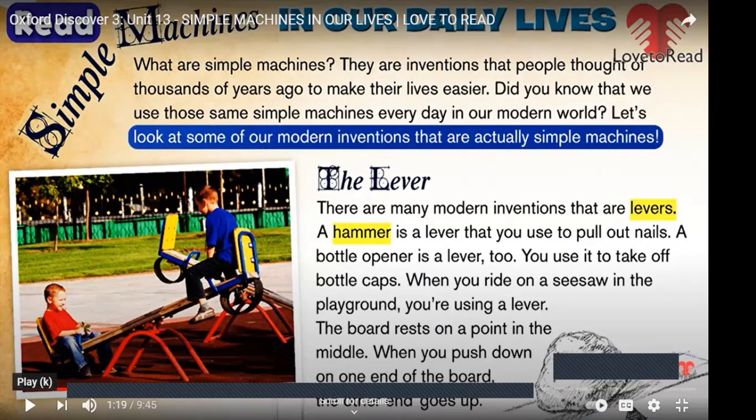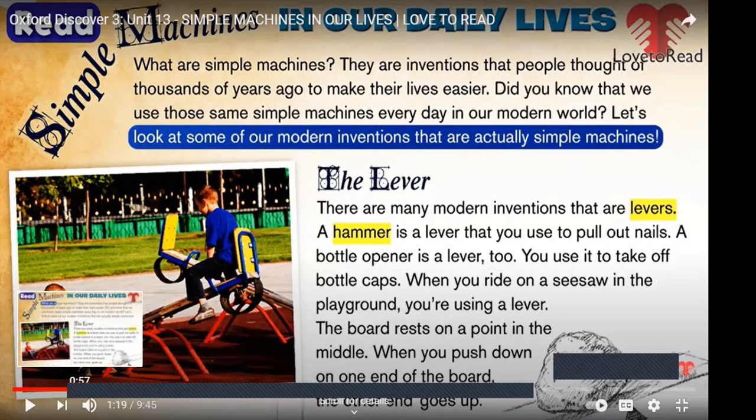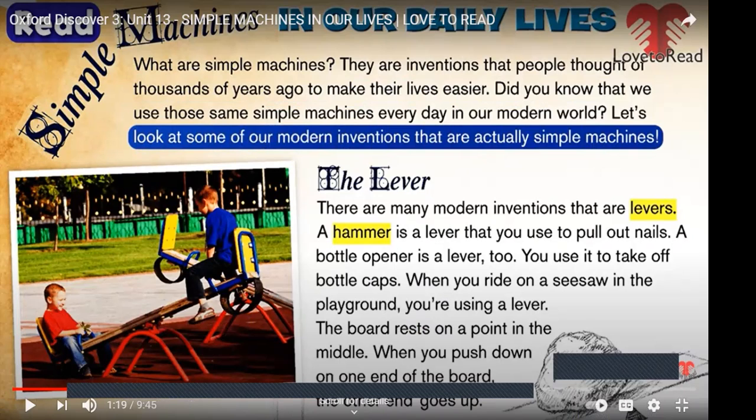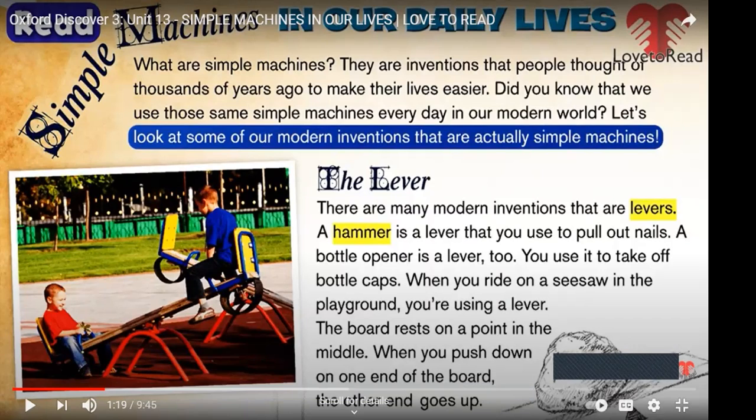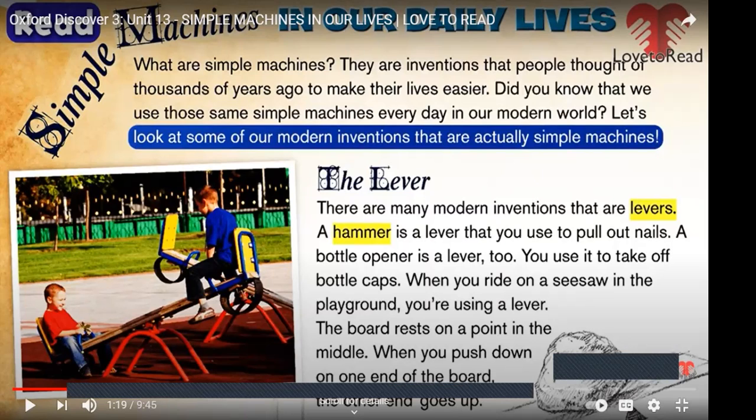So class, they are talking about the simple machines in our daily lives, and they are telling you what simple machines are. They'll explain to you one by one about the simple machines which make our life easier in our daily lives. And do you know that we use these simple machines in this modern world as well? What are those simple machines and how are we using them in our daily lives? Let's have a look one by one. The first one they're talking about is the lever. So let's talk about the lever first.